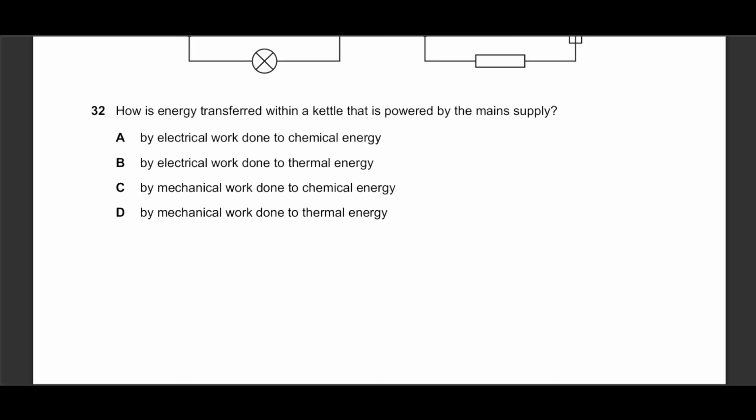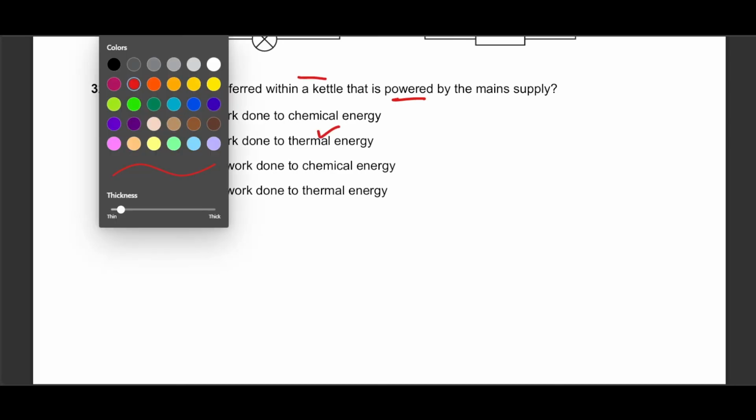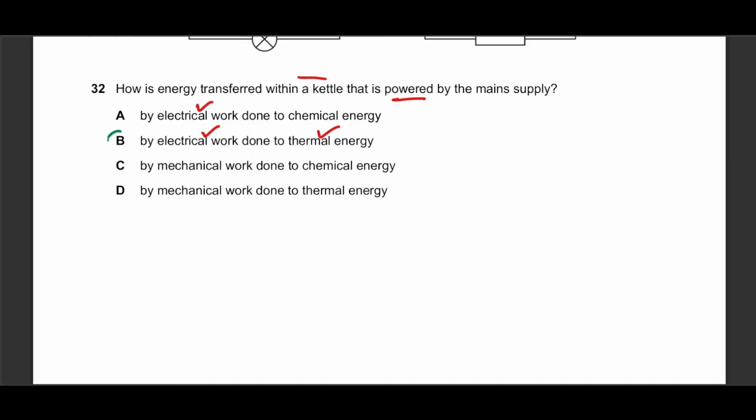Question number 32. How is energy transferred? Again, a common question. From the power supply, so it is electrical work from the source, from the energy provider company. And since you're heating something up, it's going to increase the thermal energy. So this question was primarily based on your knowledge of the respective energies from the supply, and where it is being converted into, because we are looking at the kettle.